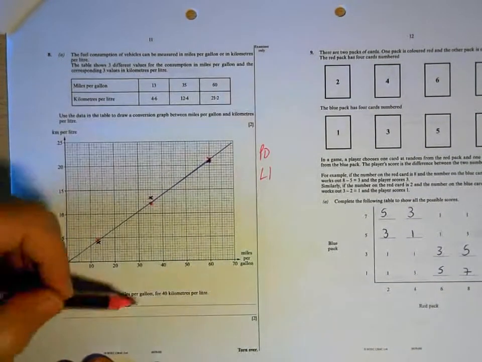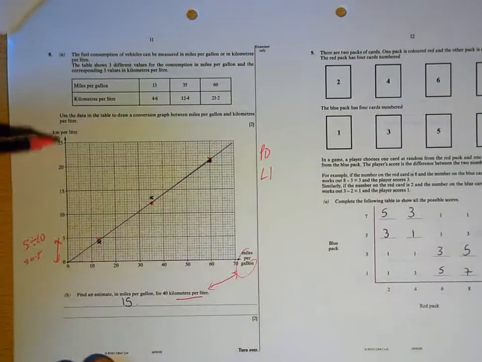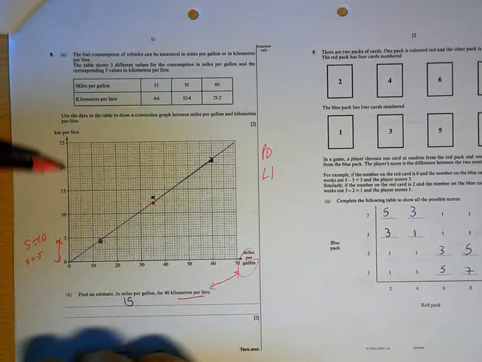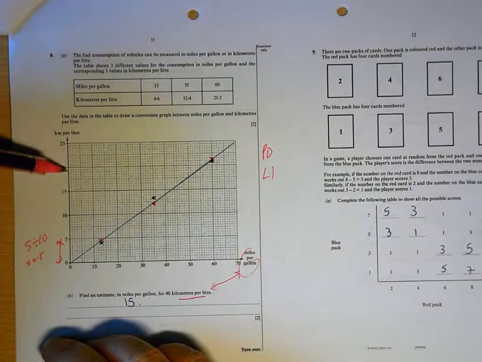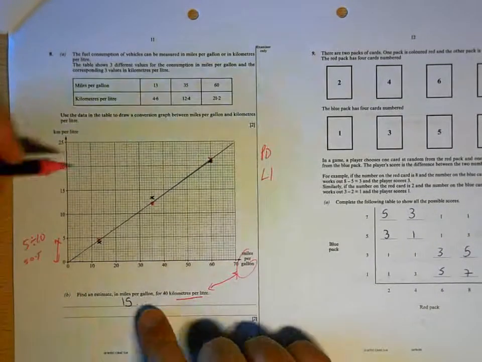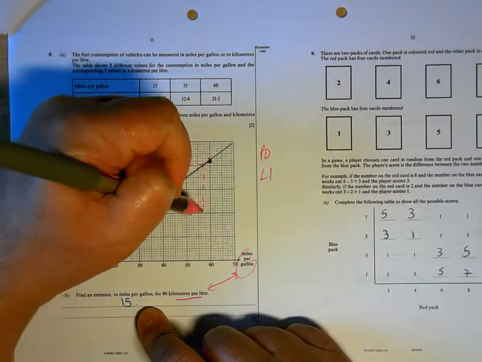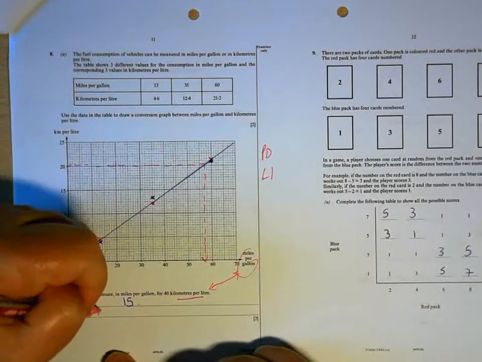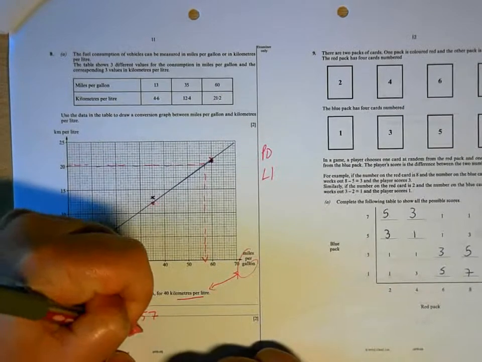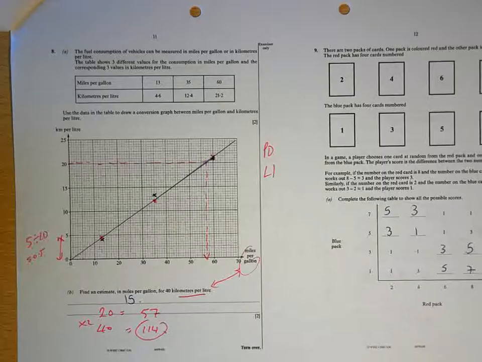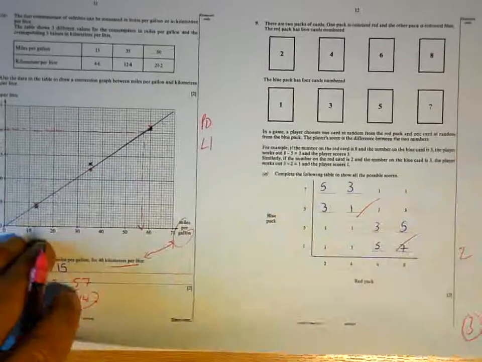40 kilometers per litre, what you've done is read off 40 miles per gallon. Kilometers per litre is this axis. Now 40 is off the scale. So what you've got to do is find something on the scale which you can then multiply up. So half of 40 is 20. So if I read off 20, and double it to give me 40, I double that. So that's what you need to do for a question like that. That's good. 3 for the page.